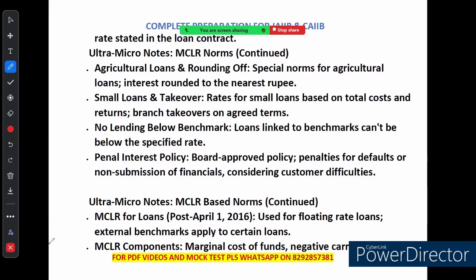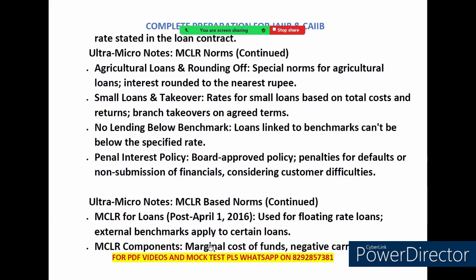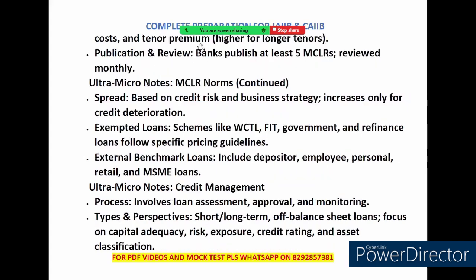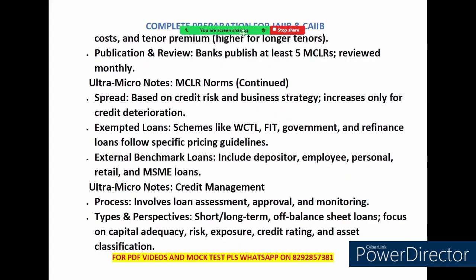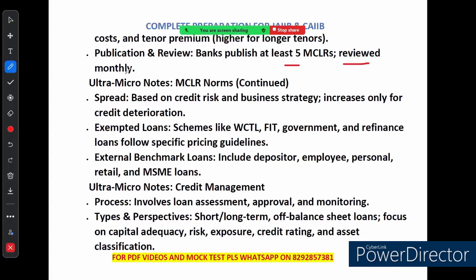MCLR components must be kept in mind, a very important thing. There are 4 components. First is marginal cost of fund, second is negative carry, third is operating cost, and fourth is tenor premium, which is higher for long tenor loans. So remember these 4 components. I am again repeating: marginal cost of fund, negative carry, operating cost, and tenor premium. And for publication and review, banks publish at least 5 MCLR rates, reviewed monthly.